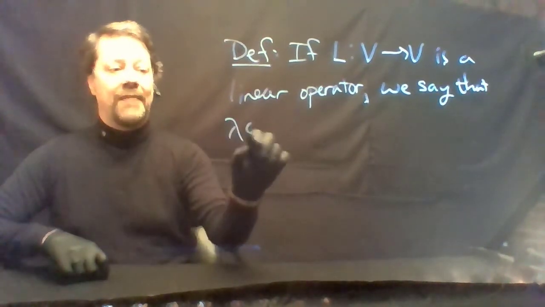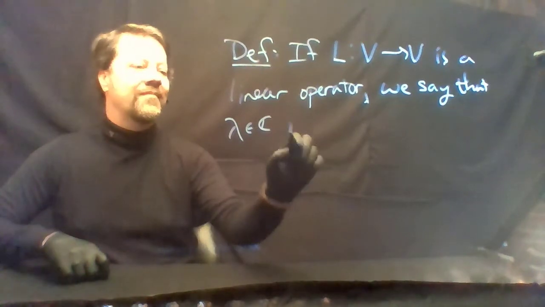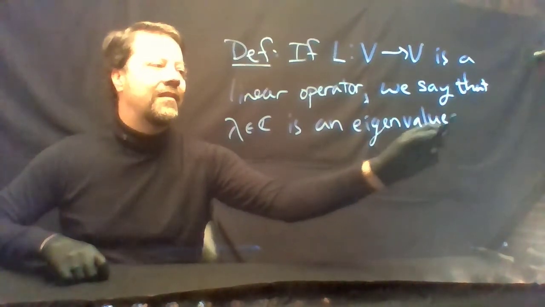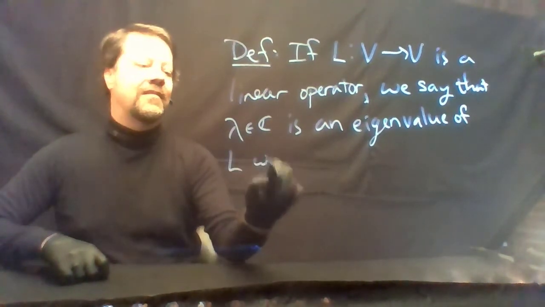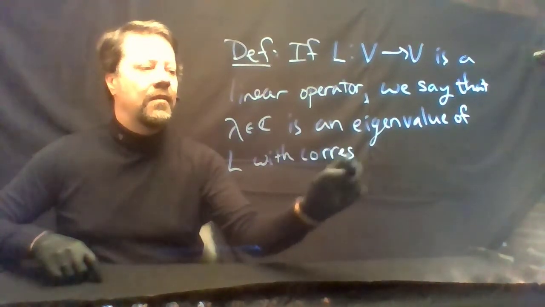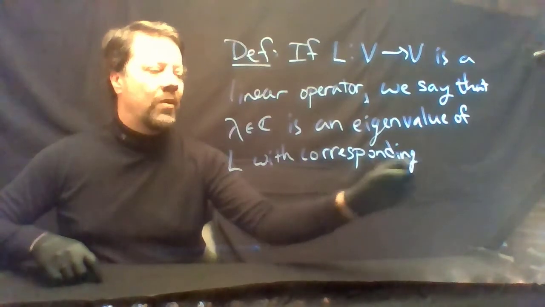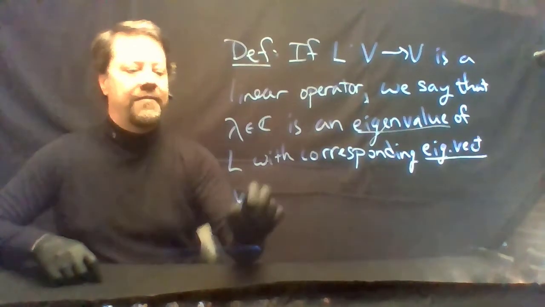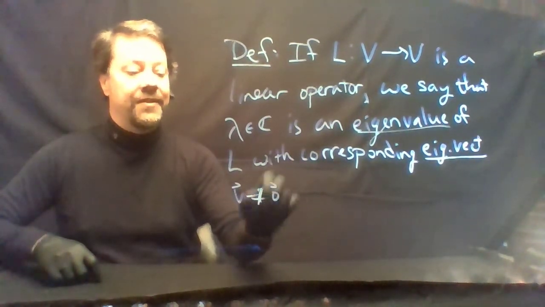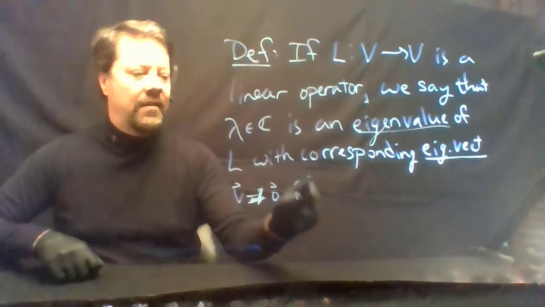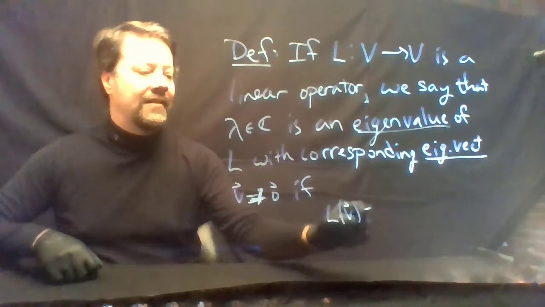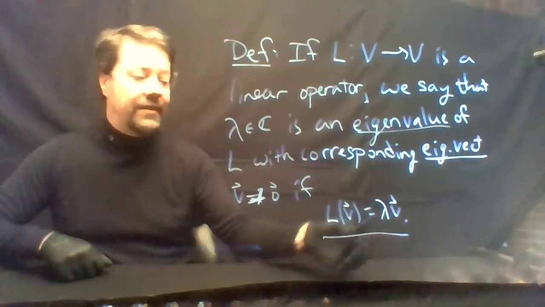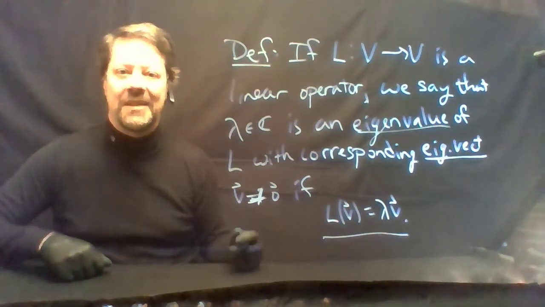We say that lambda, which could be a complex number, is an eigenvalue of L with corresponding eigenvector V, which is not permitted to be the 0 vector, if L of V is lambda times V. So once again, L does not change the direction of the vector, only some scaling factor, lambda.